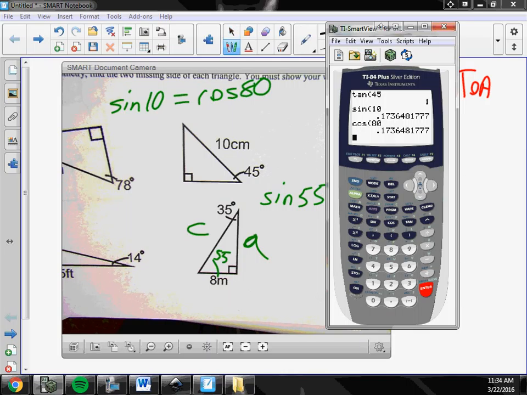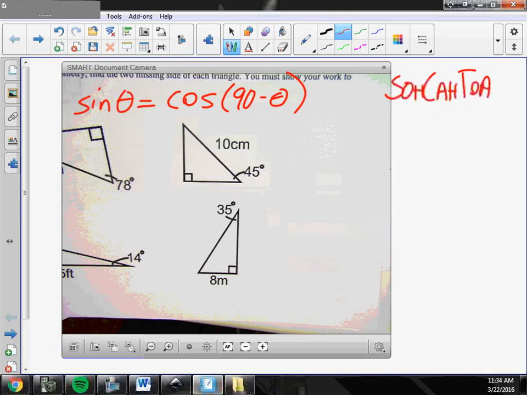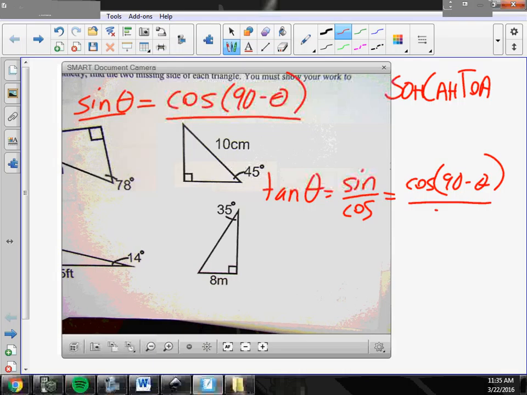So, in general, the sine of theta is equal to the cosine of 90 minus theta. So whatever angle you're looking at, if the sine button is, if the cosine button is broken on your calculator, then you could just do 90 minus theta and then push the sine button, which means the tangent of theta is sine over cosine. So sine is equal to the cosine of 90 minus theta. So tangent is really the cosine of 90 minus theta over the cosine of theta.